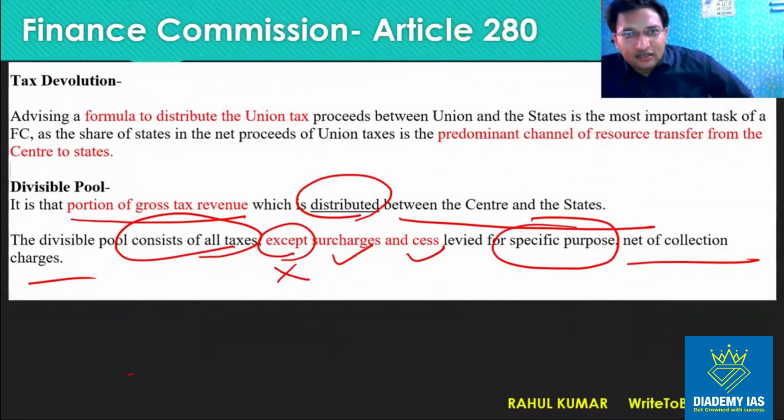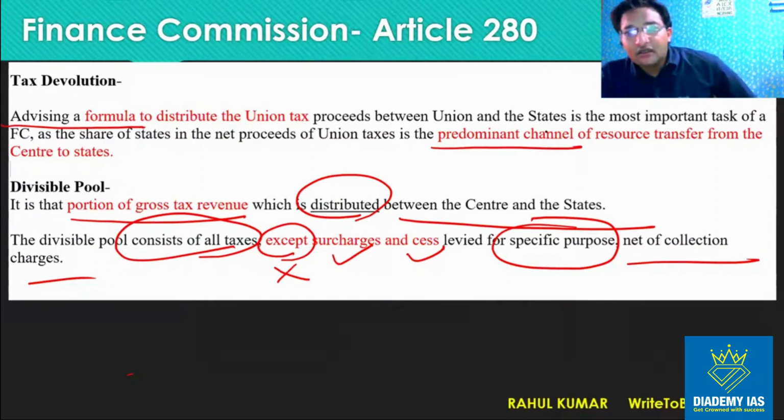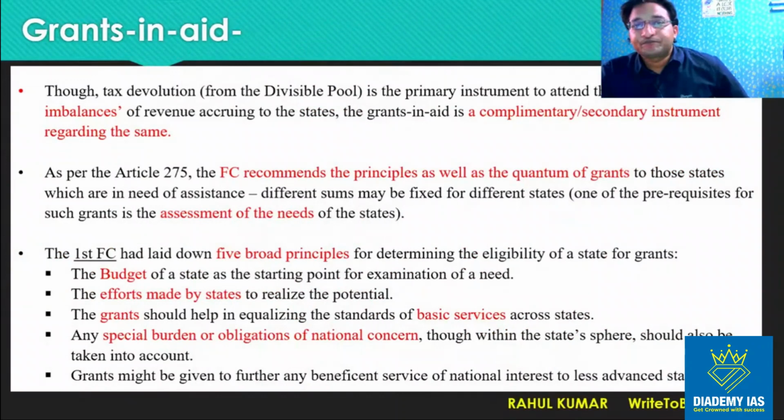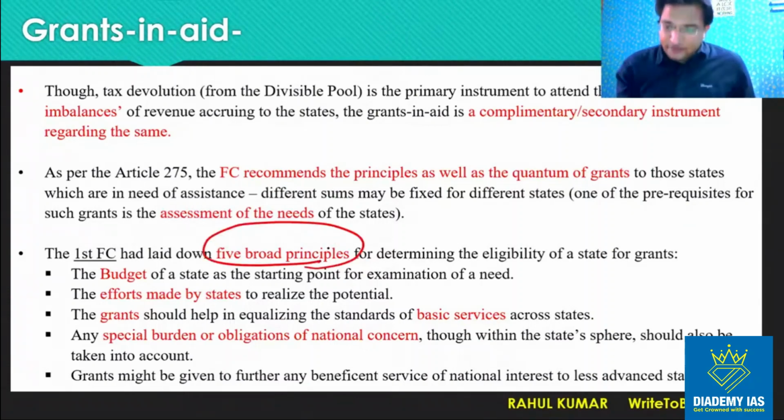So we can see tax devolution. If there is a formula which is devised, this is the predominant channel of transfer of money, there is the divisible pool. Now grants in aid. So I told you that grants in aid are also decided by the finance commission. This finance commission actually decides the broad principles, right? Broad principles.